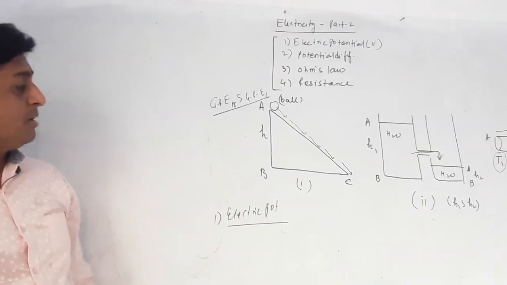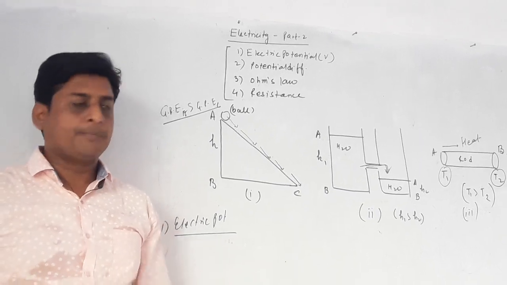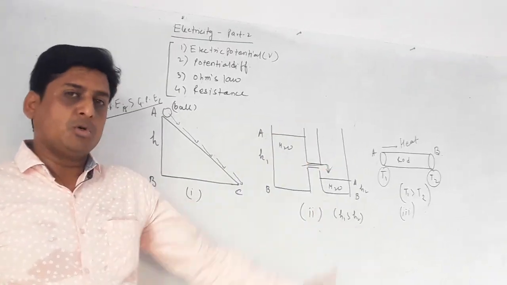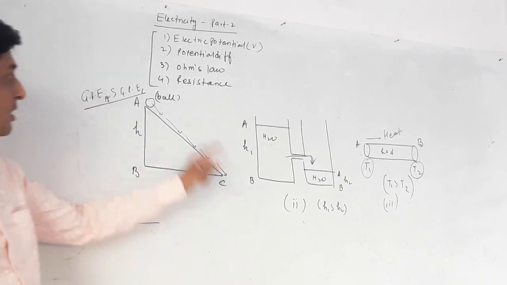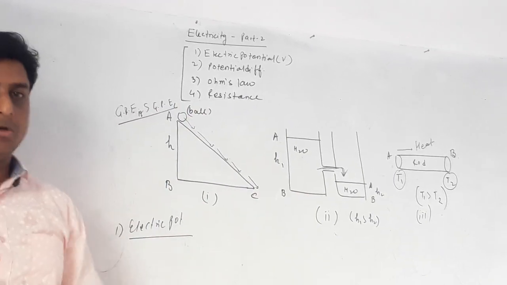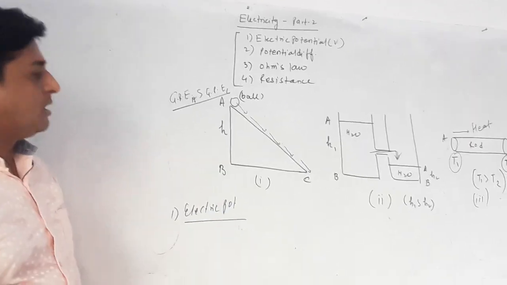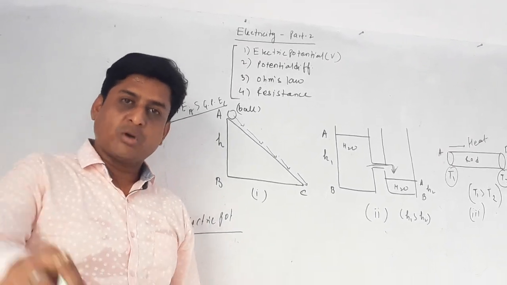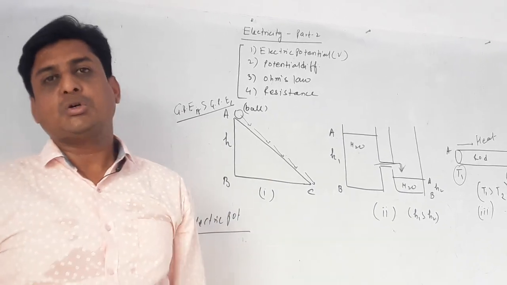In all the three examples, what is the common thing we are noticing here? The common thing is what? Motion of ball, or motion of water, or motion of heat always takes place from a higher energy level to a lower energy level. This particular energy level, higher or lower, decides potential in the electricity concept.